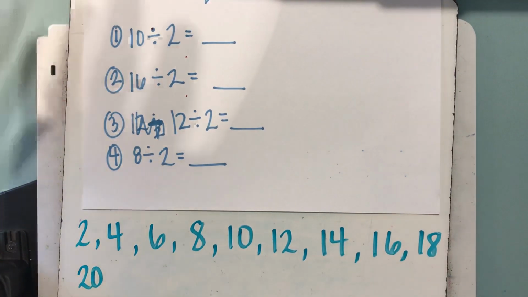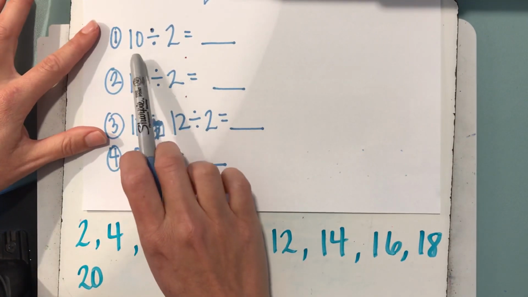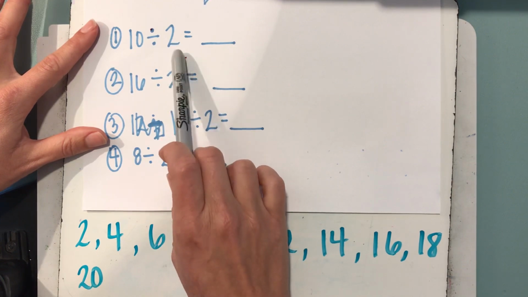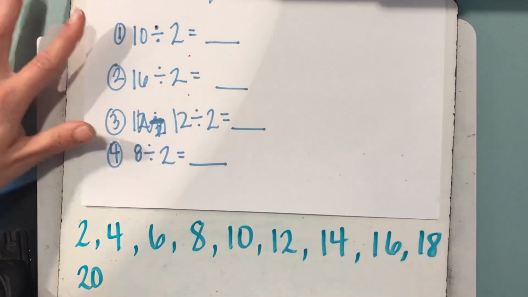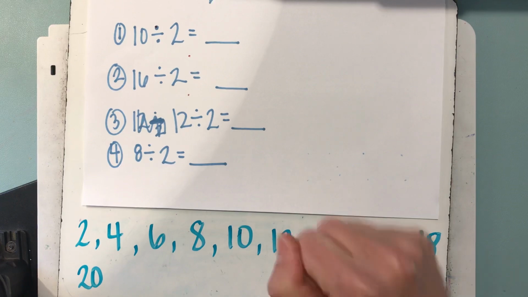Okay, so now I'm gonna do number 1. Number 1 is 10 divided by 2. Well, I need to skip count by 2 and so I can help figure out what this answer is. I could also draw a picture, but we really want to try practice skip counting. So here we go. Ready?